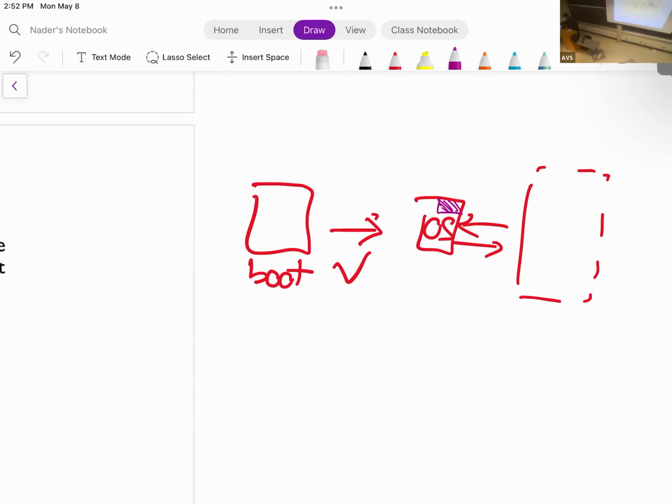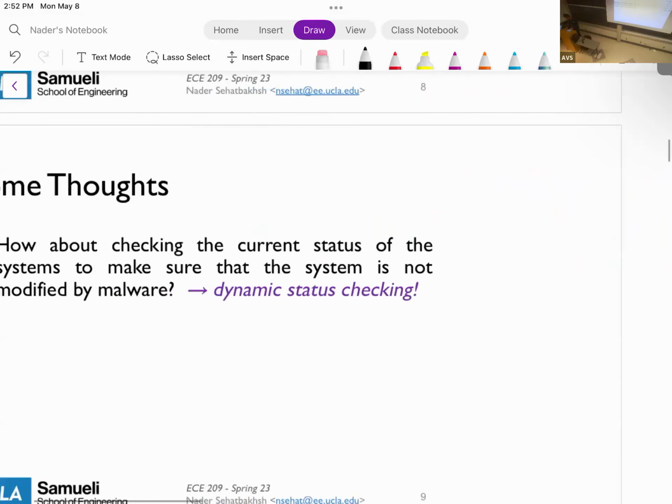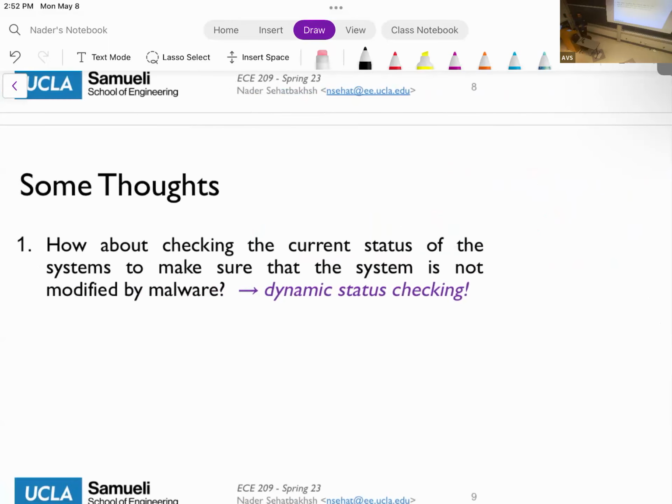And at that point, the system is compromised, and we cannot do anything, okay? So the question is, can we do something such that, of course, we do this and it works and so on, but can we occasionally check the system to understand whether this system has been compromised or not compromised? So we can do something about it, right? So can we at least detect the existence of malware in the system or not? So the question is, can we do some form of dynamic status checking?